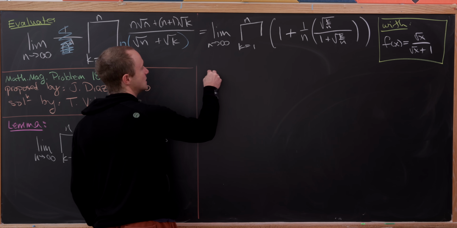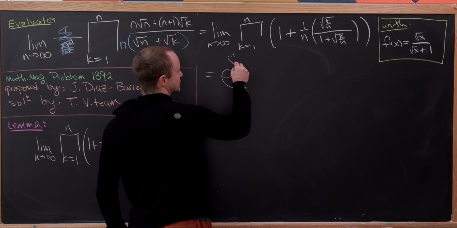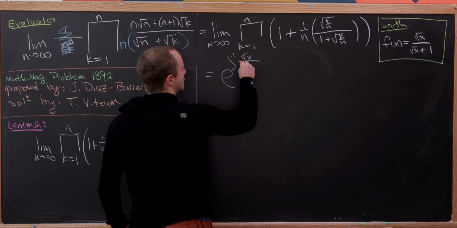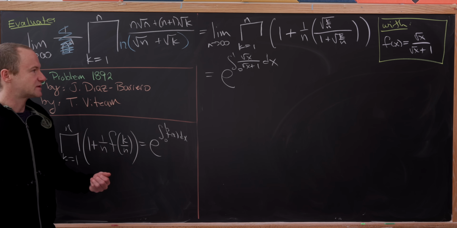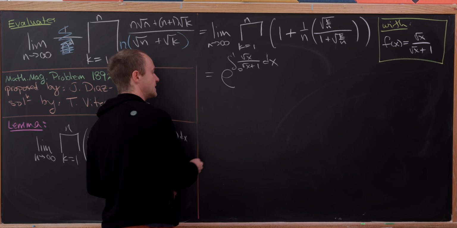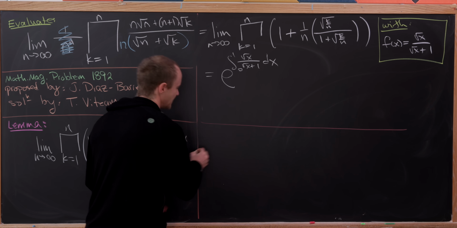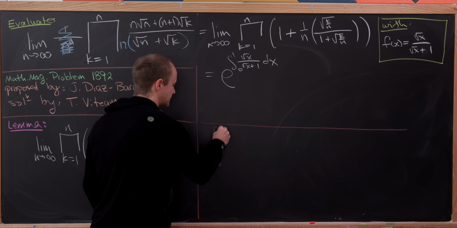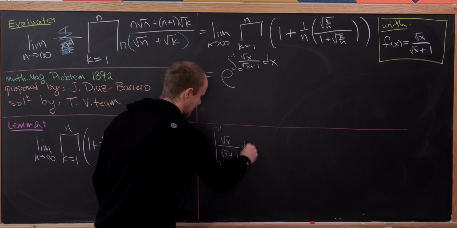So that means our value here should be e to the integral from 0 to 1 of root x over root x plus 1 dx. So that means, in short, we need to calculate that integral. So let's see how we might do that. Let's just bring it down here. We have the integral from 0 to 1, root x over root x plus 1 dx.